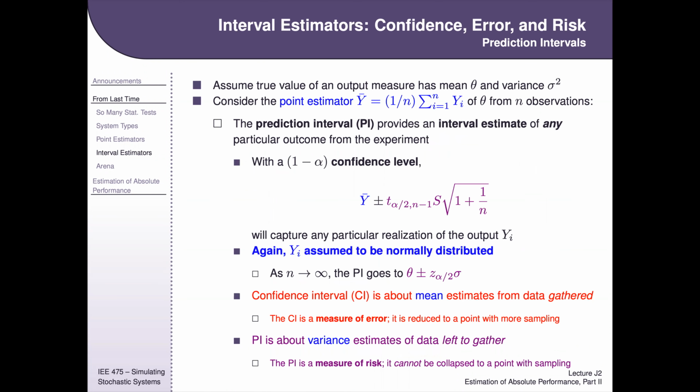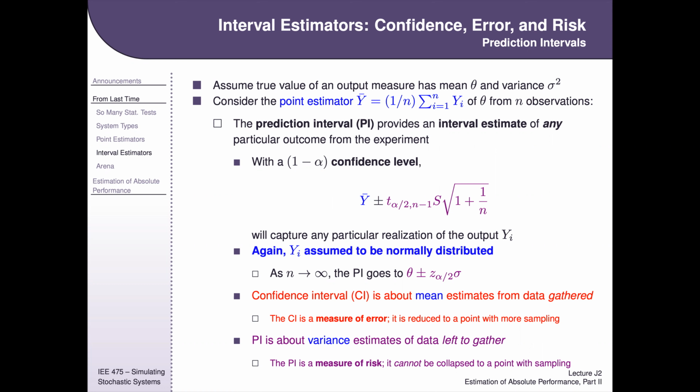All right, so the last thing I want to cover here, and then we'll kick the rest of it to next time, is the prediction interval, which I already mentioned a little bit. So the confidence interval is a measure of risk. It's how risky is using this estimate of the mean. The confidence interval is a measure of error. It's how much error might I get if I use this mean. The prediction interval, as we say, is a measure of risk.